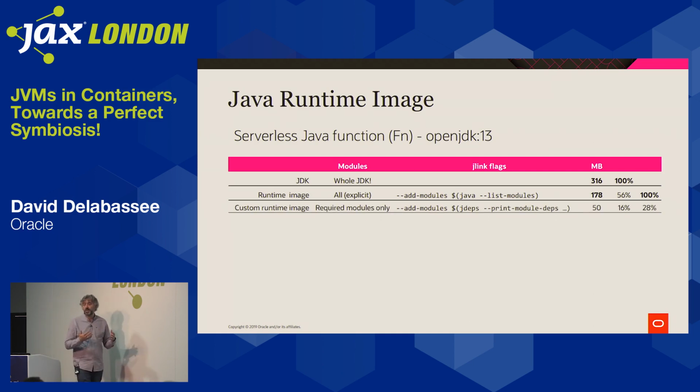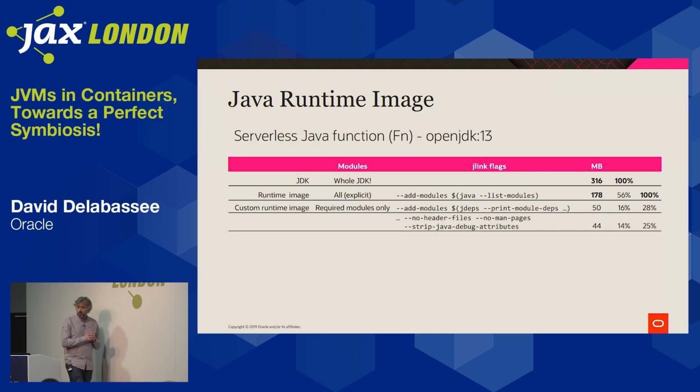Next, we can use jlink as it was designed for: create a runtime image that only carries the modules that are needed for our application. In this case, this is a Java function. By doing that, we go from 168 megabytes to 50 megabytes. That's another huge win. We can remove some information that is not needed using jlink, like header files and man pages. We can strip out the Java debug information, those kinds of things. By doing that, we go from 50 megabytes to 48 megabytes. That's another win.